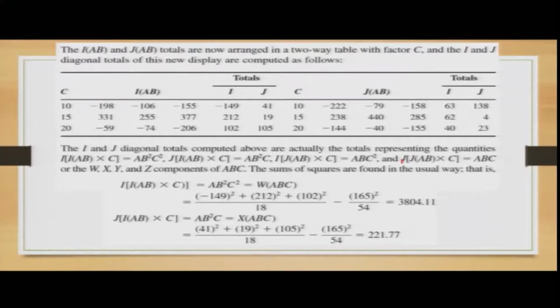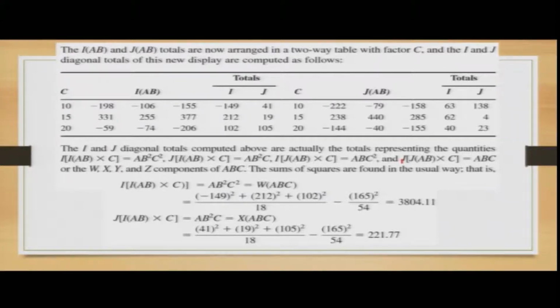Totals are now arranged in a two-way table with factor C, and the I and J diagonal totals of these new displays are computed as follows. So, we basically plot only the values of I, J and C and try to find out the combinations in such a way that we are able to get the maximum effect accordingly. The I and J diagonal totals computed above are the totals representing the quantities which, if you remember, I was mentioning time and again, can be in different combinations. So, I is basically AB squared C, and J is basically given by ABC squared, and based on the other combinations I could be ABC squared.